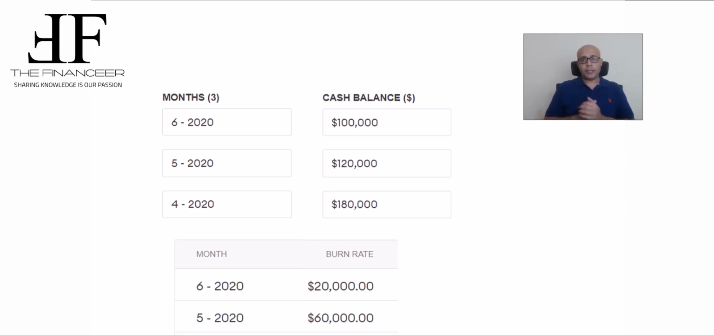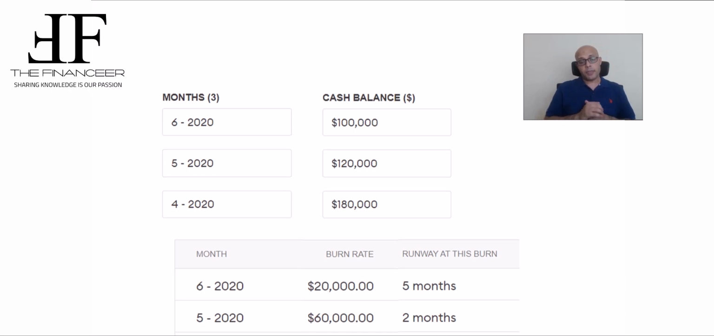Now, if you would like to calculate the runaway rate, this is also very simple. This can be calculated based on how much cash balance in May, for example, 120,000. And how much is the burn rate in May? 60,000. So by dividing 120,000 by 60,000, the result will be 2 months, which means that if you continued at the same level of burn rate, each month 60,000, you have 2 months in order to run out of cash. So this is the time left before running out of cash, 2 months.